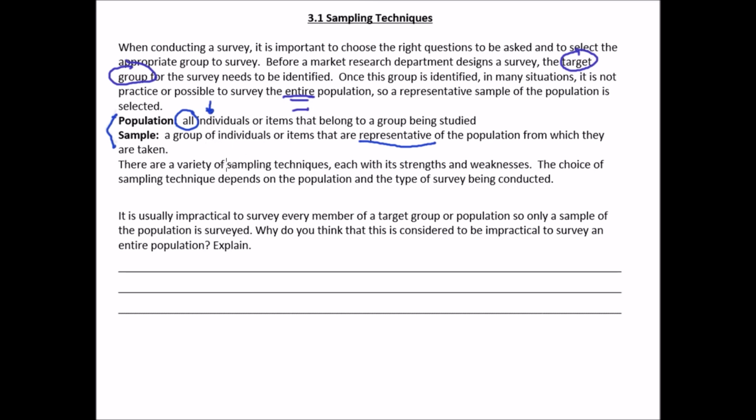An example of this is if you're talking about the population of all of Canada, a sample might be individuals in Ontario. There are a variety of sampling techniques, and that's what we're going to go through, each with its strengths and weaknesses. The choice of sampling technique depends on the population and the type of survey being conducted. It's usually impractical to survey every single member of a target group or population, so only a sample of the population is surveyed. Why do you think that this is considered to be impractical?